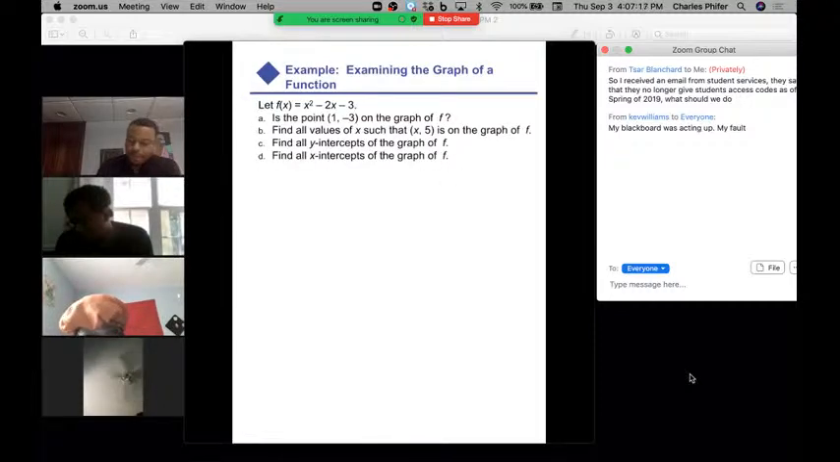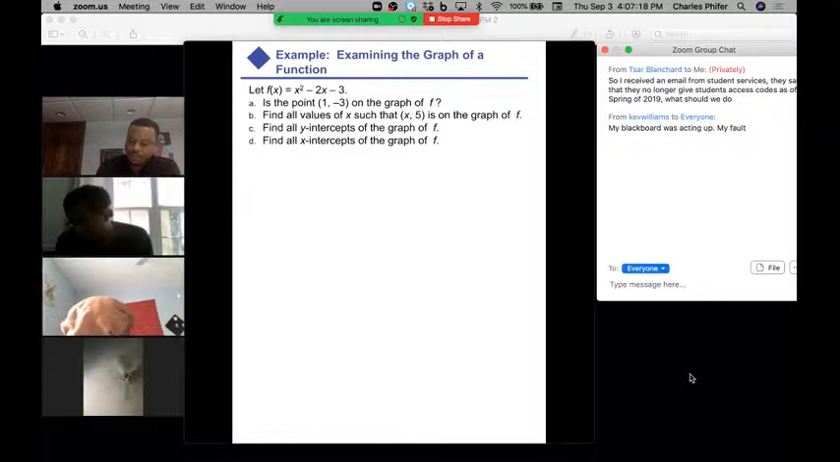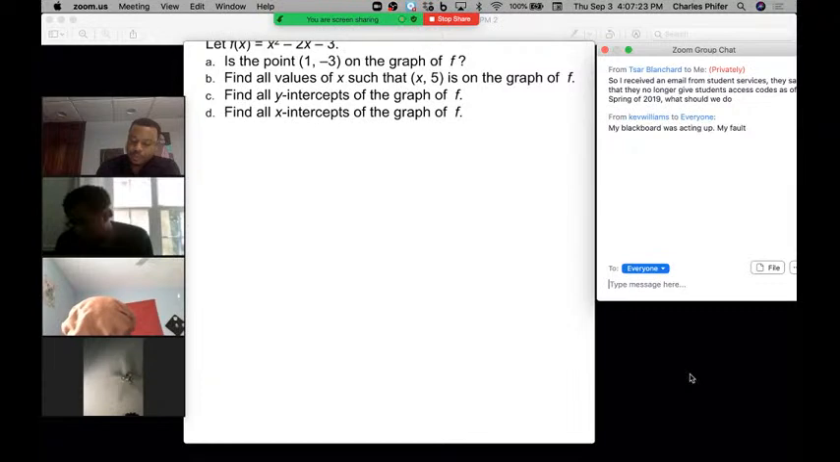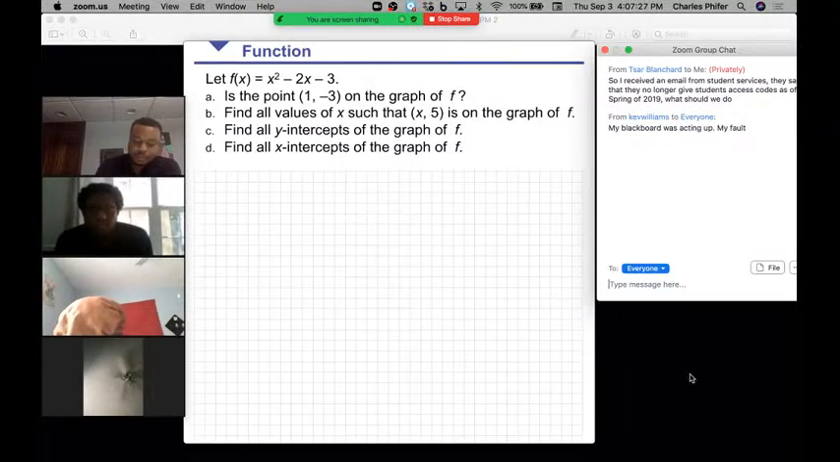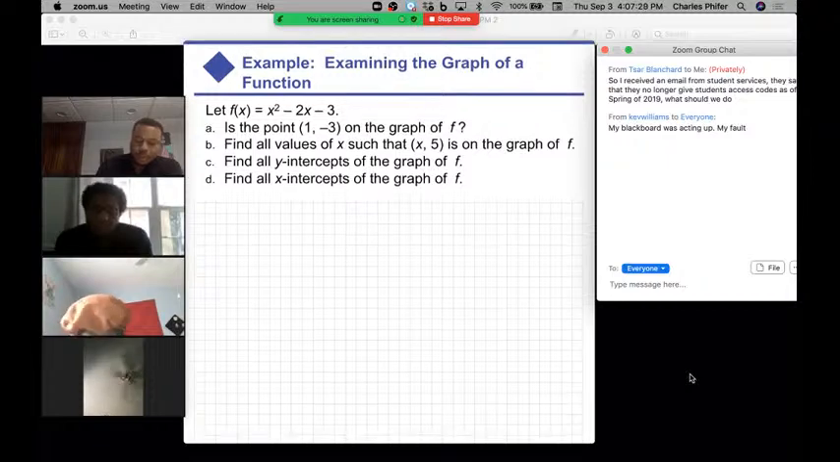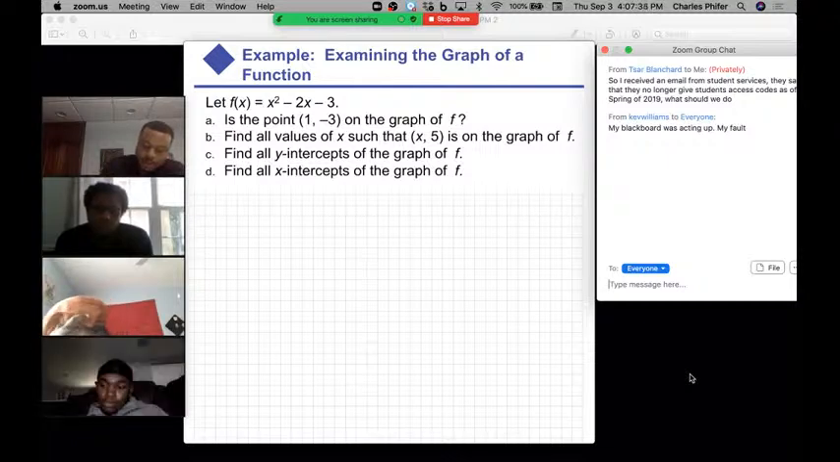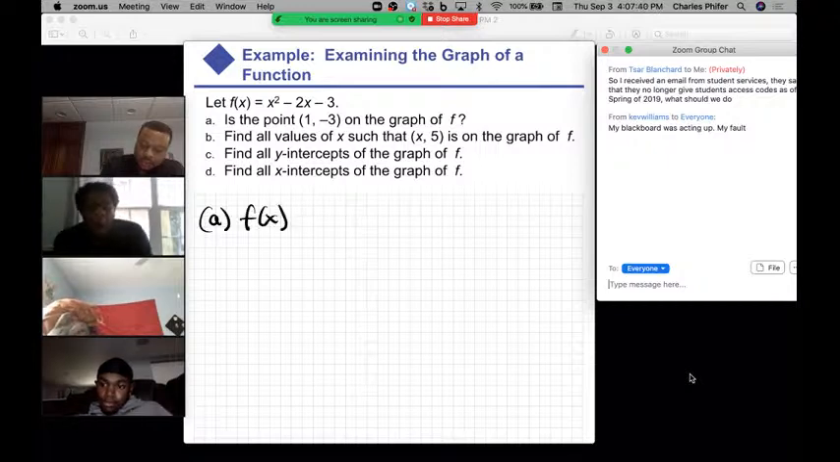Okay, and then let's change the view, and let's introduce some graphics. So we have this example. Let f of x be this. Is this point on the graph, right? Okay. So then for part A, we have f of x equals x squared minus 2x minus 3, right?